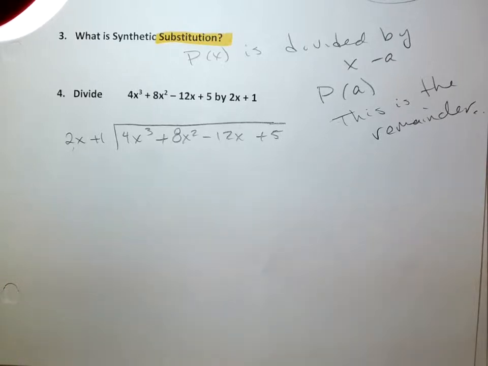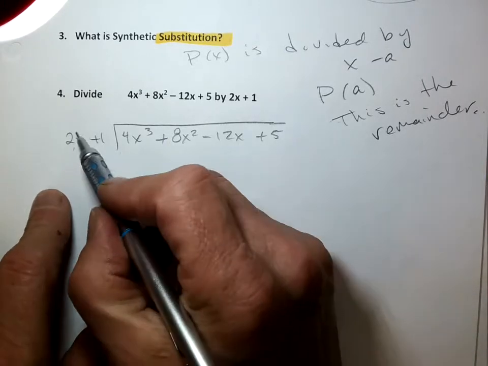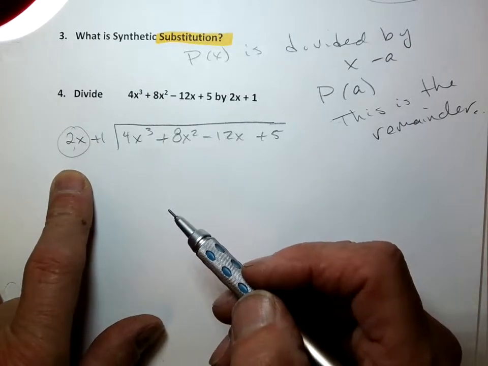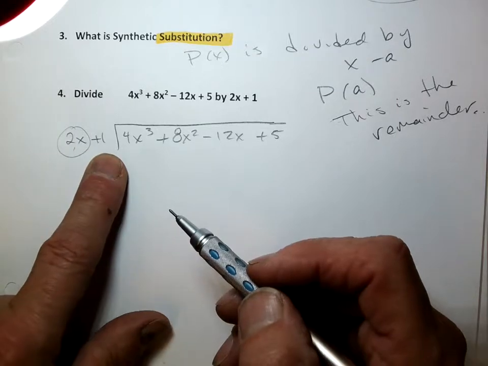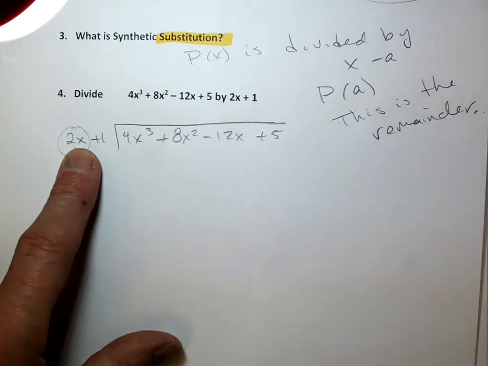So how does this work? Well, we're going to divide like we always divide, and we divide with the first term. Don't worry about the 1. We'll bring the 1 back in. So what are we going to do?